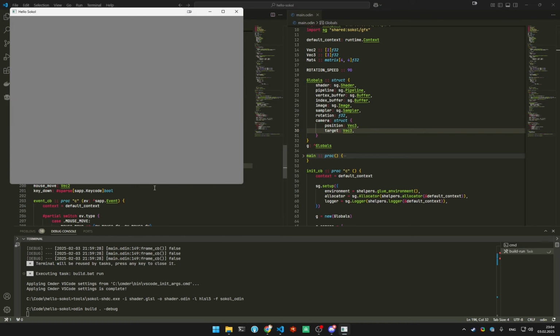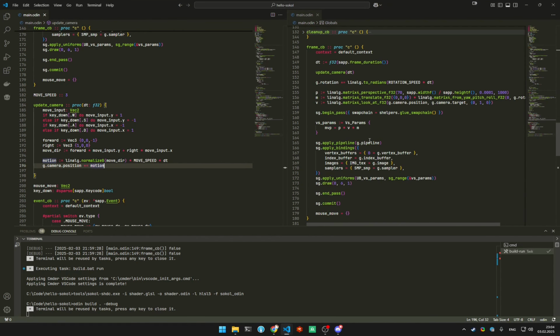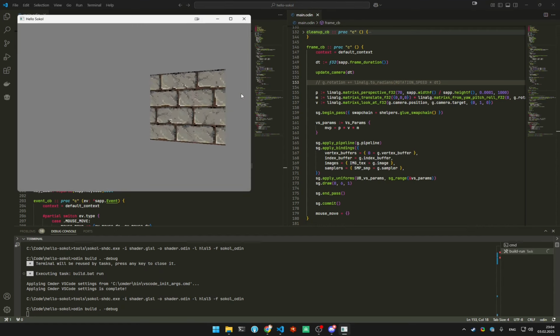This looks kind of weird, so let's figure it out. When I strafe, it looks weird. That might have to do with the rotation. That is just making me a little bit... Oh my god, what the hell is going on?